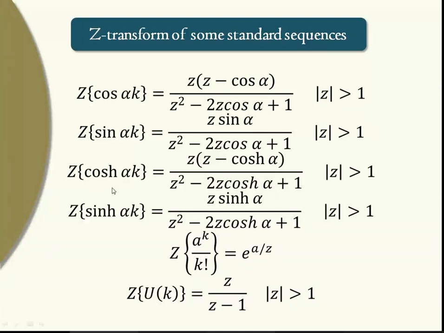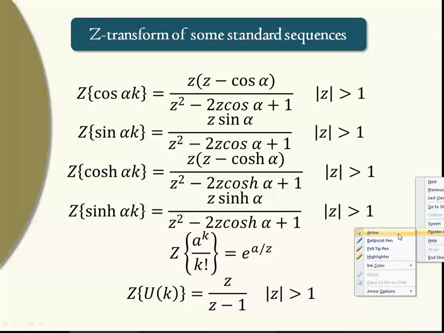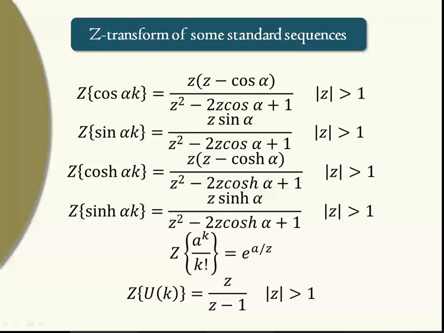Then next, z transform of hyperbolic function cos h alpha k. It is z into z minus cos h alpha divided by z square minus 2z cos h alpha plus 1, provided mod z greater than 1. Then z transform of hyperbolic sin h alpha k is equal to z sin h alpha upon z square minus 2z cos h alpha plus 1 for mod z greater than 1.